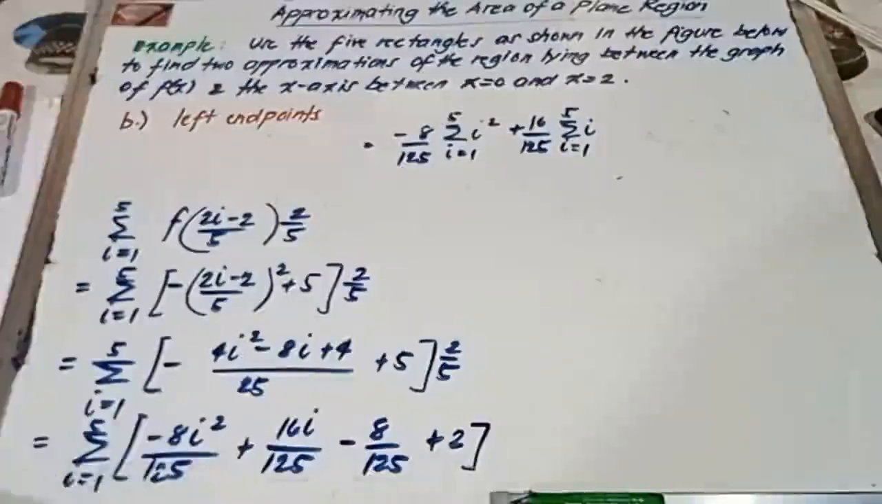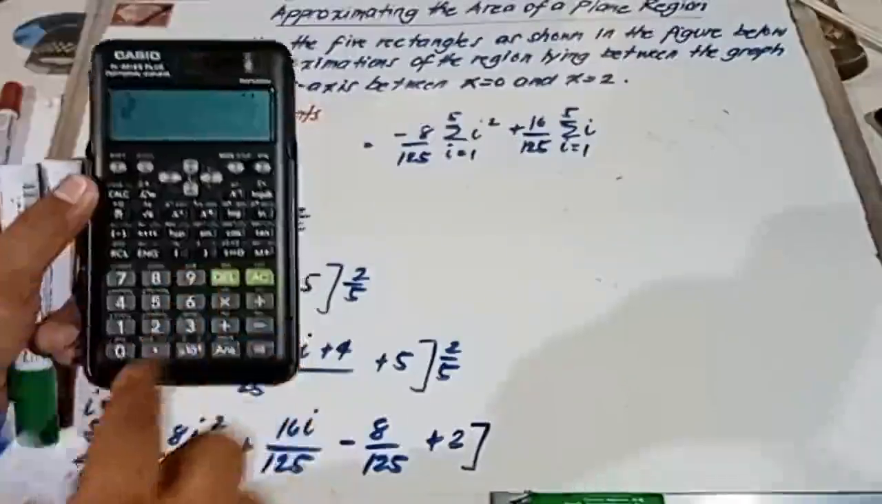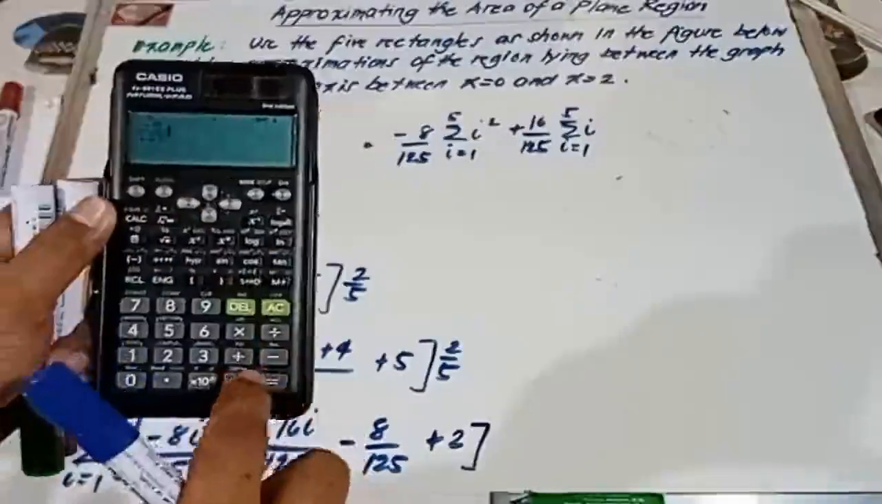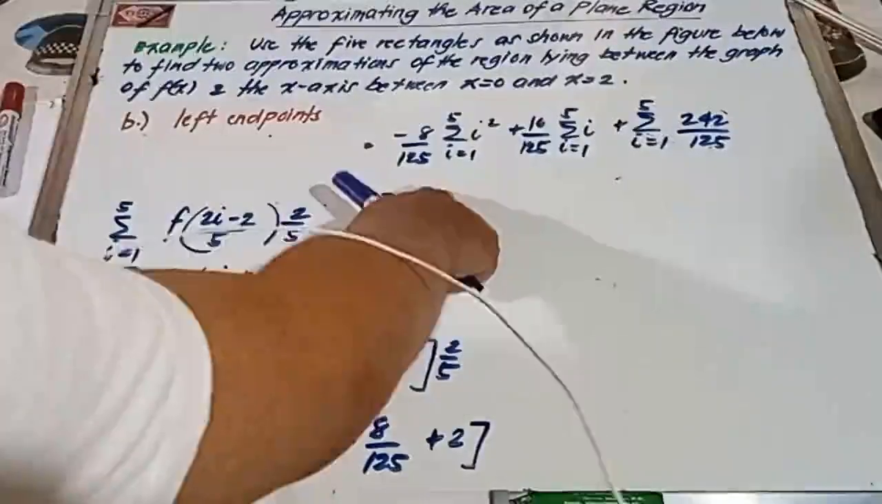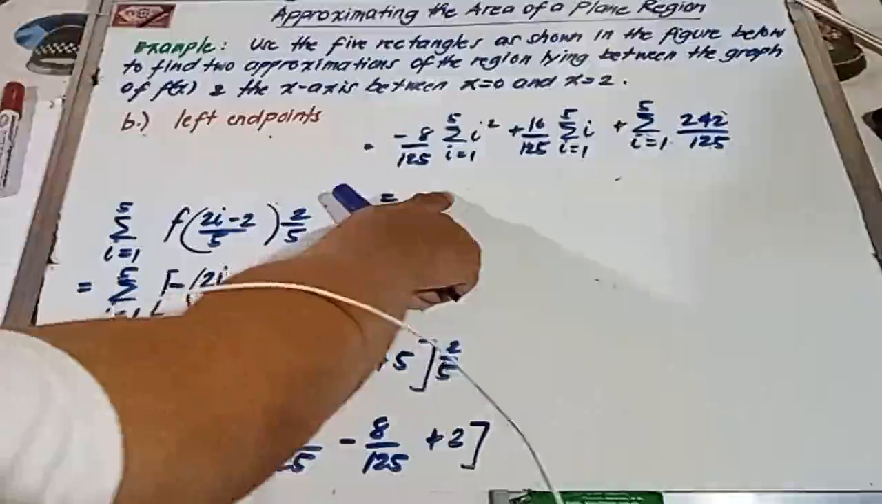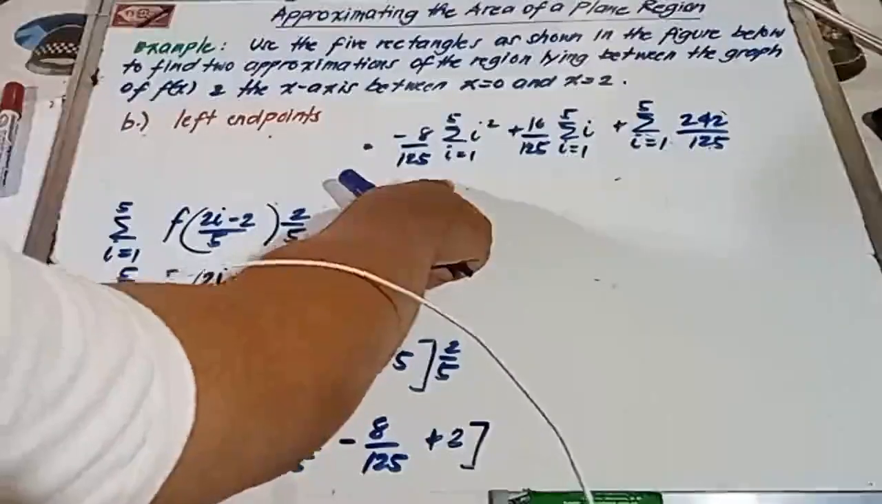And then this one, pagsamahin natin, we have fraction negative 8 over 125 plus 2. So we have 242 over 125 summation of, so that is positive 242 over 125, i equal to 1 to 5. So gamit yung ating formulas for summation of powers of integers, this is equal to n plus 1 times 2n plus 1 over 6.